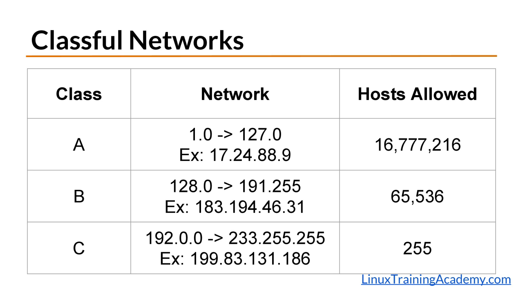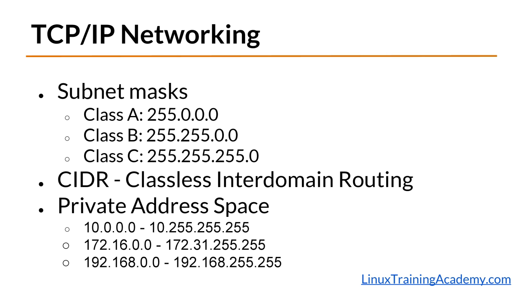For example, a Class A network can accommodate about 16 million host addresses, whereas a Class C network can only address 255 hosts. The subnet mask splits an IP address into two parts. The first part is the network address or network ID. The second part is the host address.